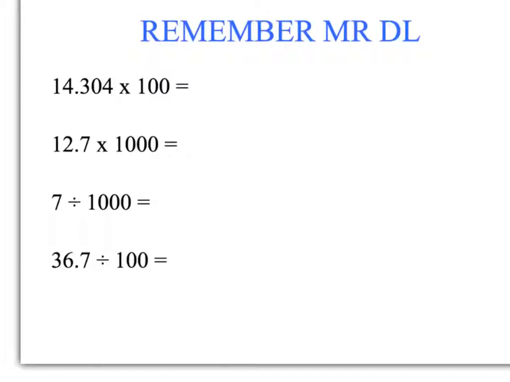Now, let me give you a couple of minutes to do this, so you can pause the video and remember Mr. DL. We're going to remember this here: MR, DL, or Mr. DL, multiply right and divide left. Please pause the video and have a go at this yourself. If you need more examples, then just keep watching.